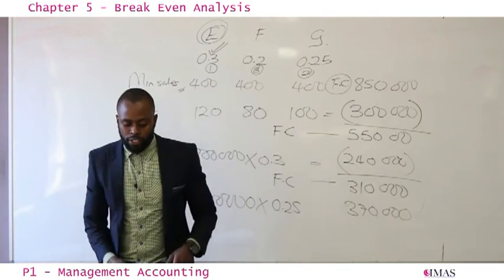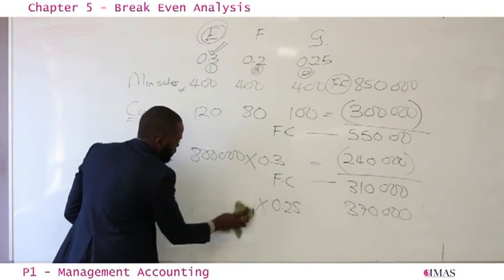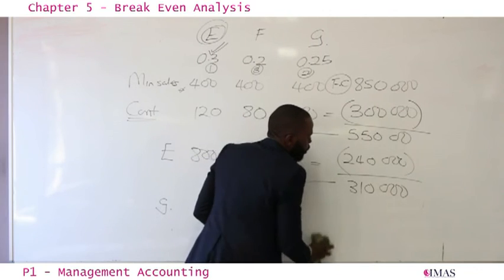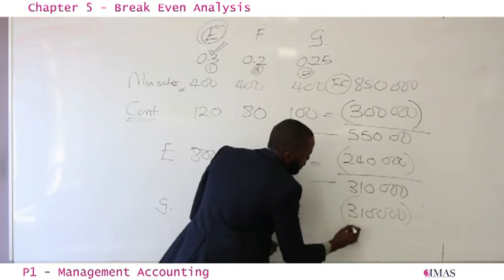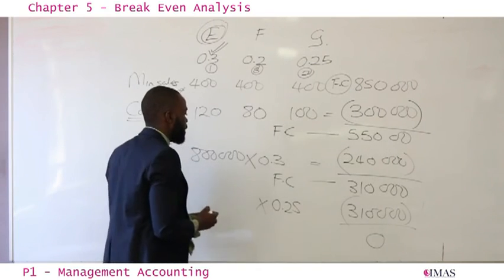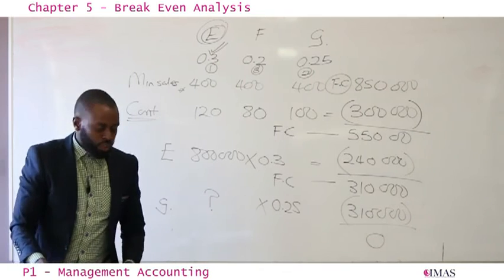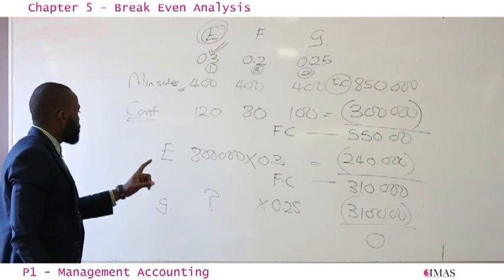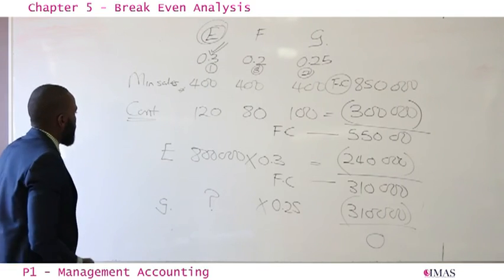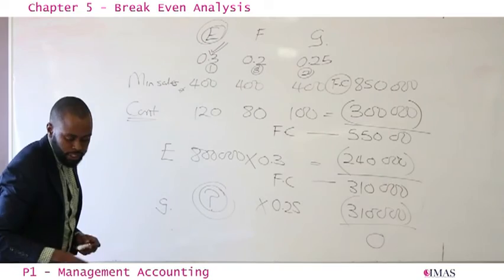But that's not what we want. Here we just want to break even. So we only want the contribution to be equal to 300,000 so that we break even. So now we have seen our contribution is 300,000. Then our contribution to sales ratio is 0.25. Now we want to find the sales value.